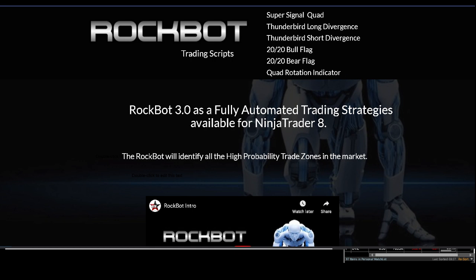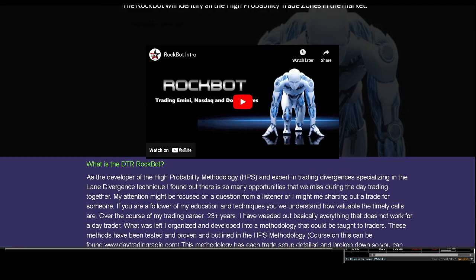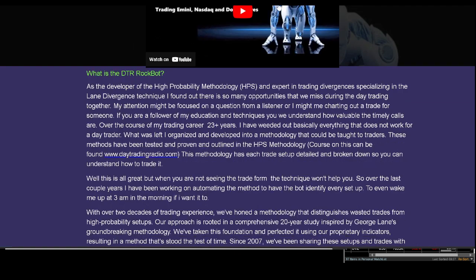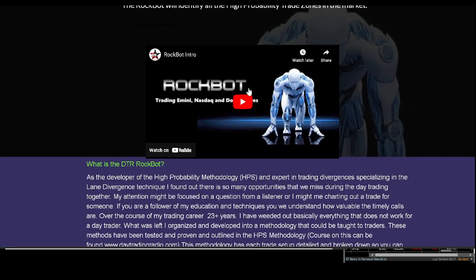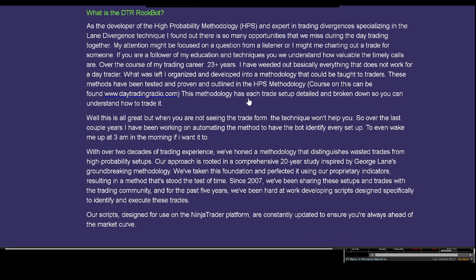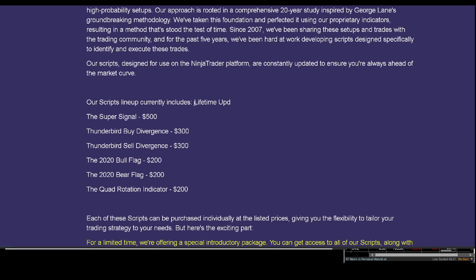The quad rotation indicator is basically the multiple time frames. It's an indicator that will show you where all time frames are lining up. So I'm going to go over some of these with you. You could just scroll down on the site. There's a video on the site here that explains these in detail. This goes into a little history of why I put these out. And I do sell these also.